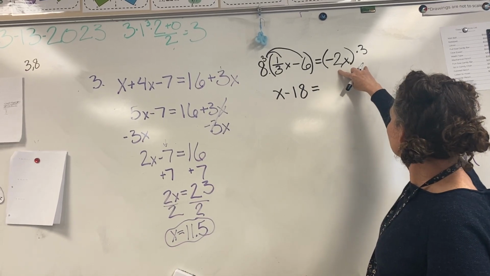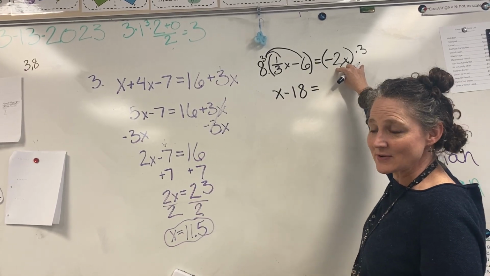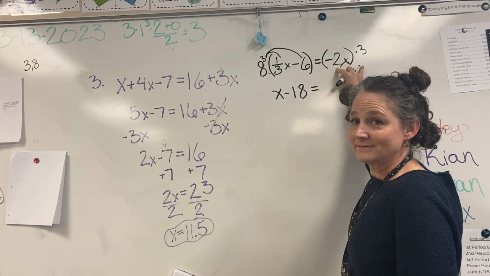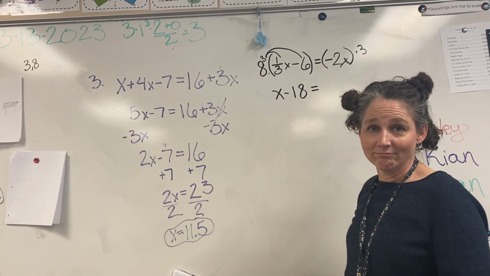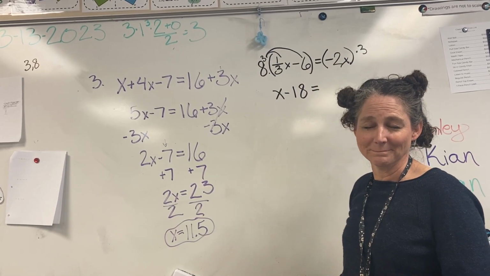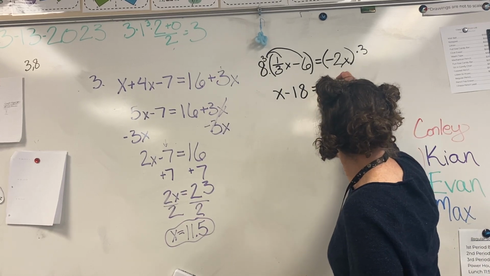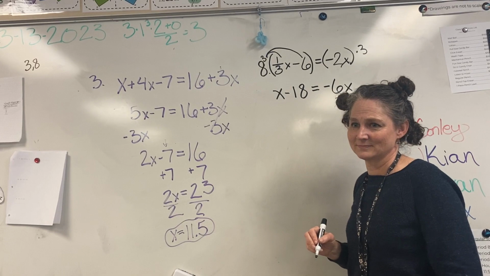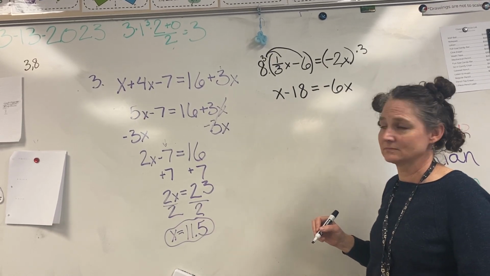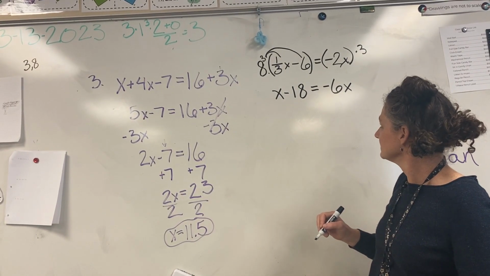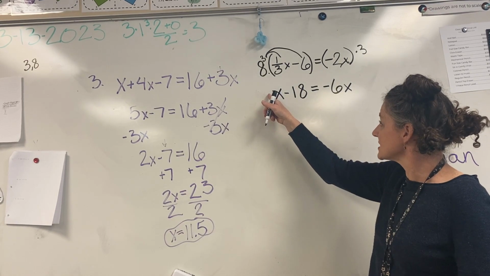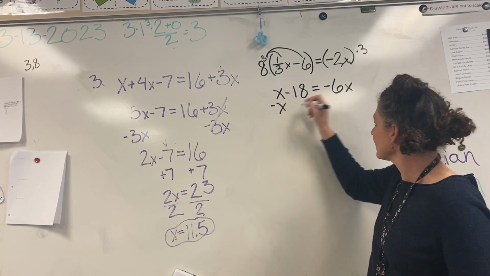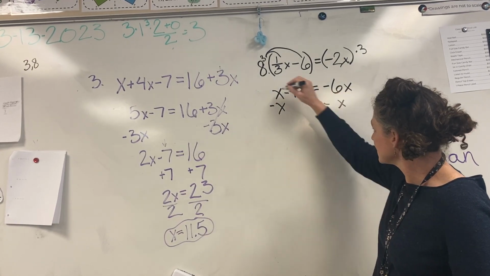All right, and then we have negative 2 times 2x times 3 over here. What's 2 times 3? It's going to be negative 6x. Add the x to the 6x. Oh no, you subtract it, because it's positive over here. So we're going to subtract this x from both sides, which is great.